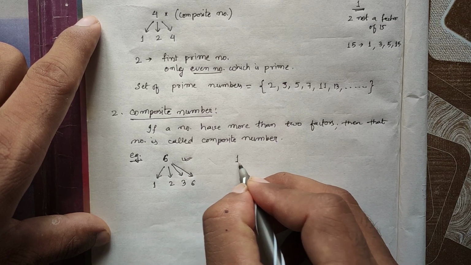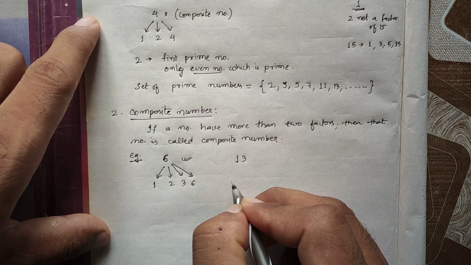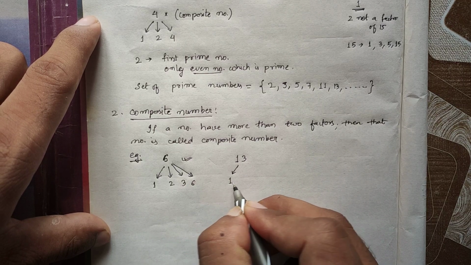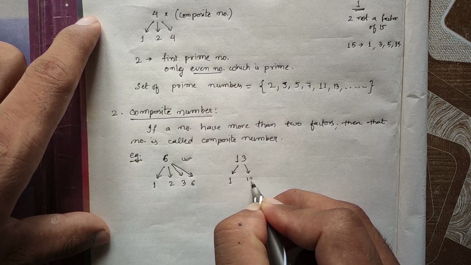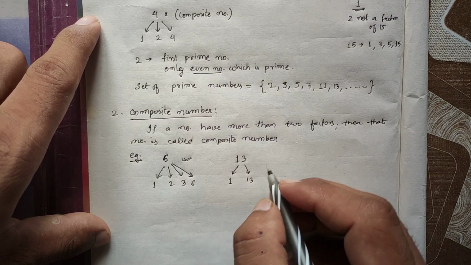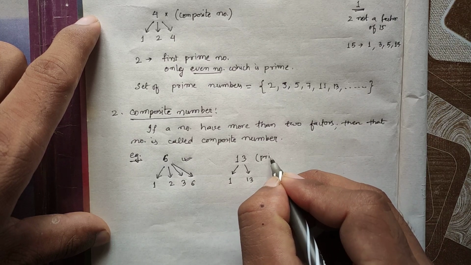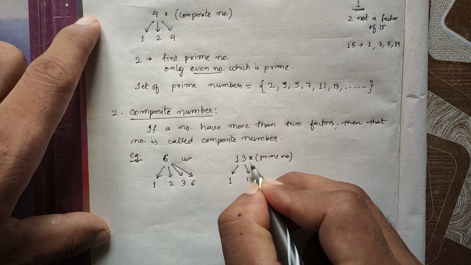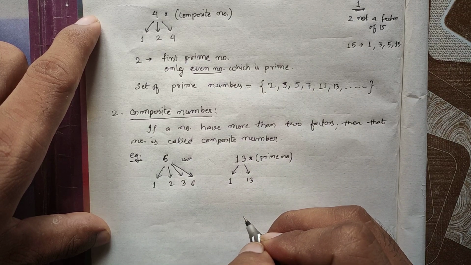Let's say 13. Is 13 a composite number or not? It has factors 1 and only 13. There are no other numbers that exactly divide 13. So it is a prime number, not a composite number.